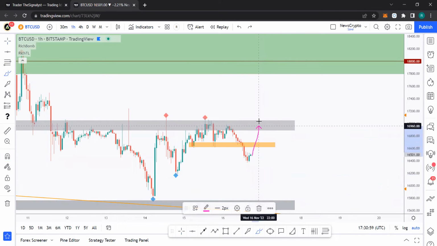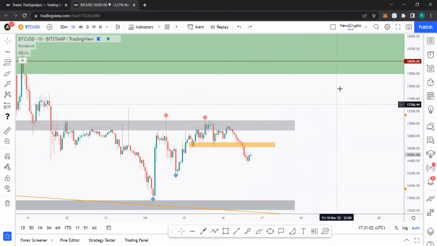For the bulls to take over, we need to see a break above the zone. In this case, we'll be expecting a movement till the 18K.